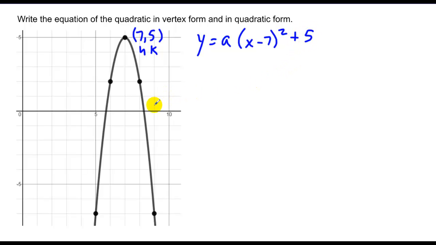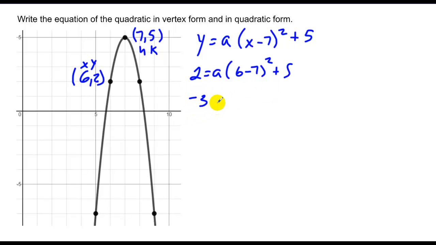Now, fortunately they give us a couple more points. I'm going to use this point right here, which is 6, 2. And we know that's just an x and y. I'm going to plug that in and find a. So I have 2 equals a times 6 minus 7 squared plus 5. Bring my 5 over, that's negative 3 is equal to a times negative 1 squared, which is 1. Therefore, a is equal to negative 3, and y equals negative 3 times x minus 7 squared plus 5.